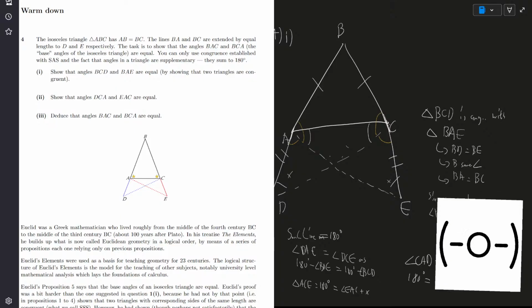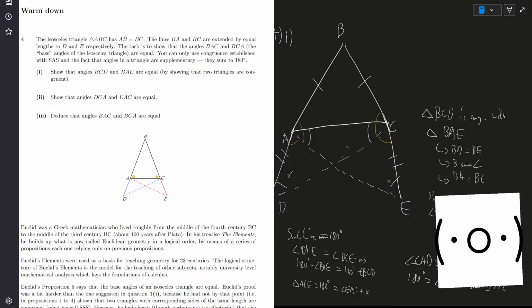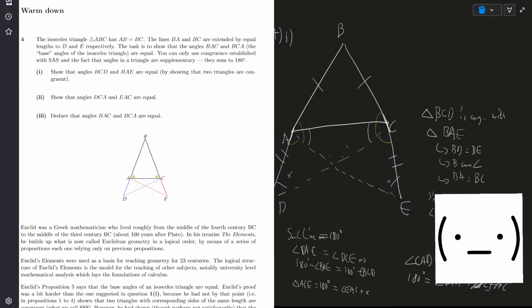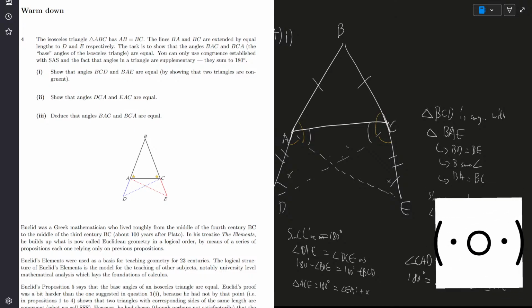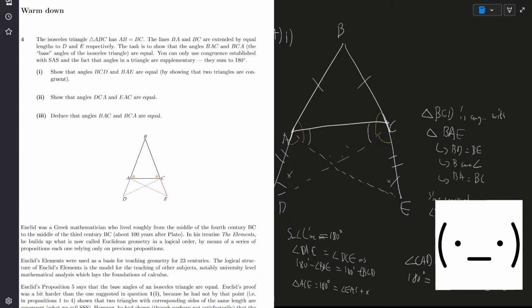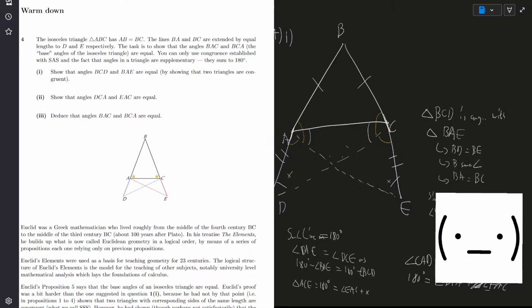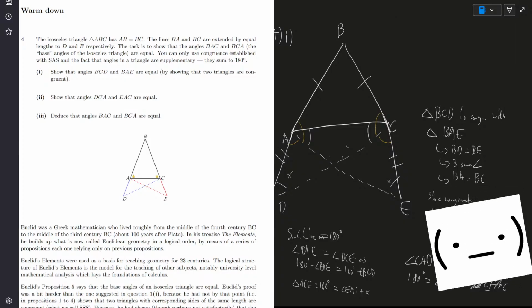BAD and BAE. No, that's correct. So BD and BE are equal to each other. B is the same angle, and BA and BC are also the same. Since they're congruent, that means it's the correct answer.